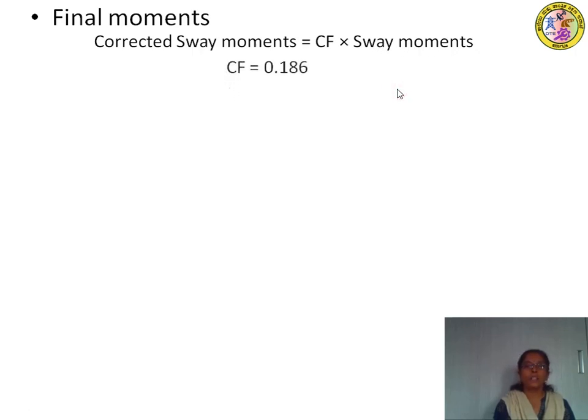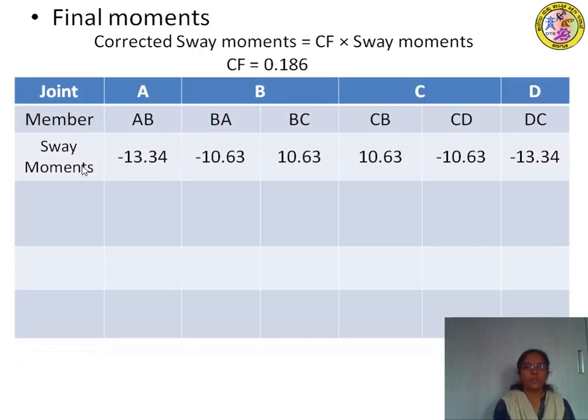So let us take this correction factor of 0.186. So this is the table where the sway moments are entered. So for AB minus 13, for BA minus 10.63, BC and CB are plus 10.63, CD minus 10.63, and for DC minus 13.34. So now we will apply this correction factor and get the corrected sway moments, okay.